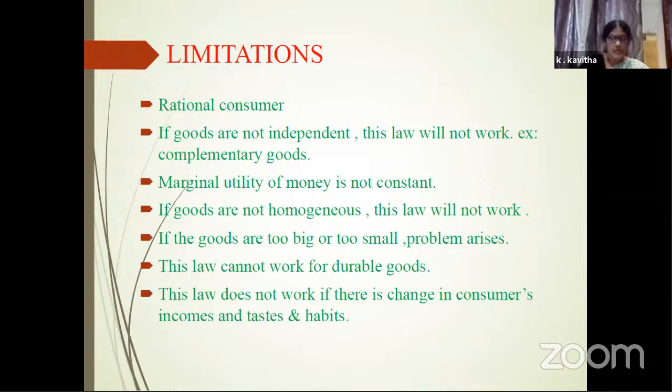Okay, so this law does not work if there is a change in consumers' incomes, tastes and habits. That's why he doesn't explain the income effect and substitution effect, which is also one of the criticisms of this law. This law will also not work in the case of collections, such as diamonds, stamps or coin collections.